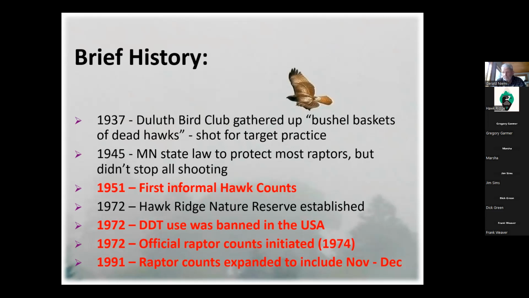That time was a sad time, because that was a time when birds were being shot up at Hawk Ridge. And there probably were times before that. But I think the most important thing here is the ones in red, from the standpoint of counts. There were some informal counts that began in about 1951. Some interesting data can come out of that, but it really wasn't until 1972.